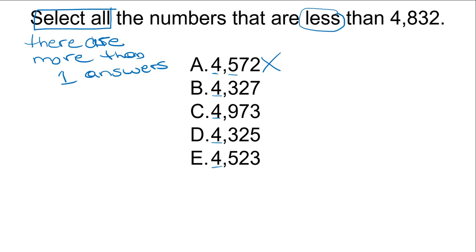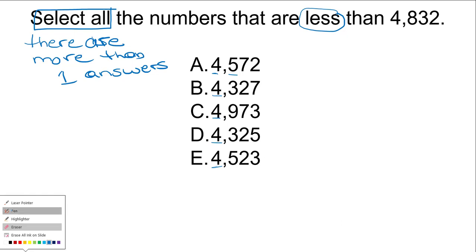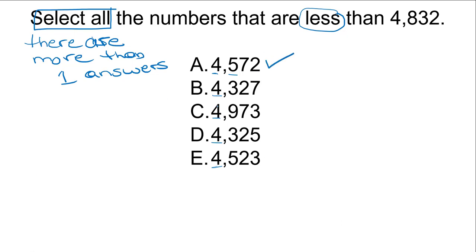So you gotta really pay attention, guys. Did you catch that? You can't eliminate A because A is less than. So we have to give a check to A. A is less than 5,832. We're looking for less than. See, I didn't catch that at first. I was thinking greater than. Gotta pay attention. Gotta be more careful.